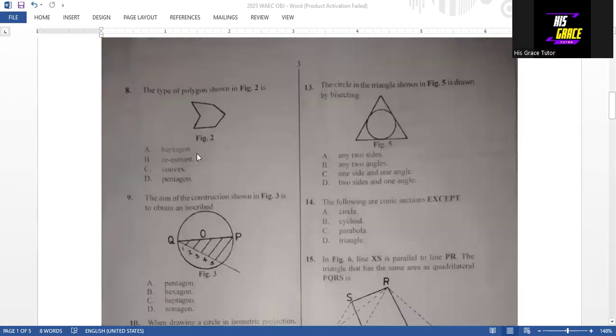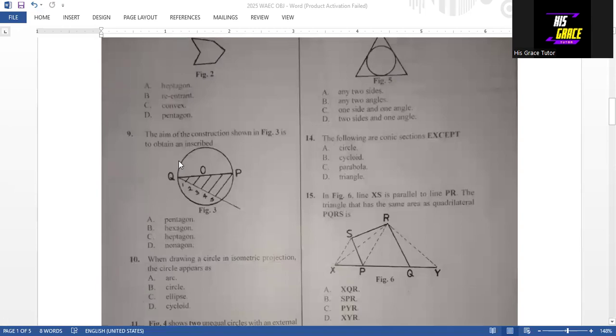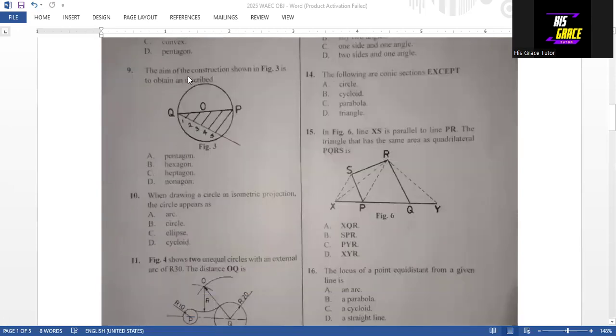Then question 8 says, the type of polygon shown in figure 2 is a reentrant polygon. So option B gives us the answer to question 8. Question 9, the aim of the construction shown in figure 3 is to obtain an inscribed pentagon. So this line QP or PQ is divided into 5 equal parts. So we have to obtain a 5-sided polygon. So that is the pentagon. Option A is the answer to question 9.